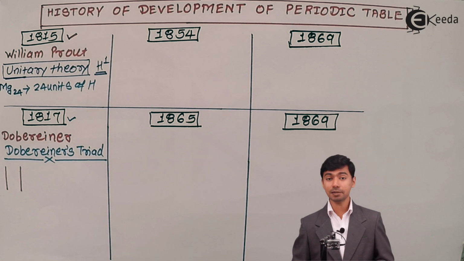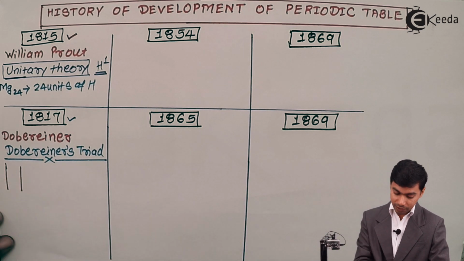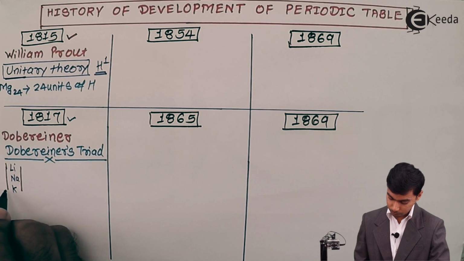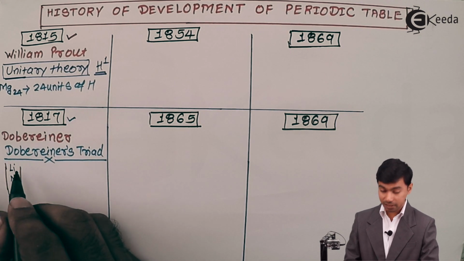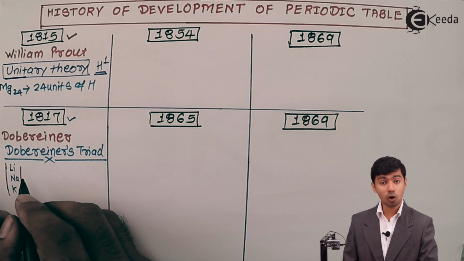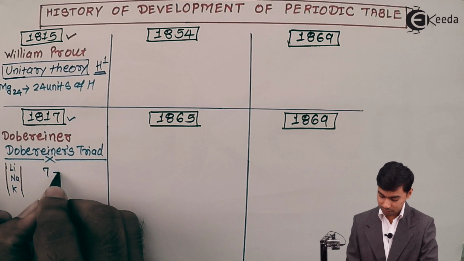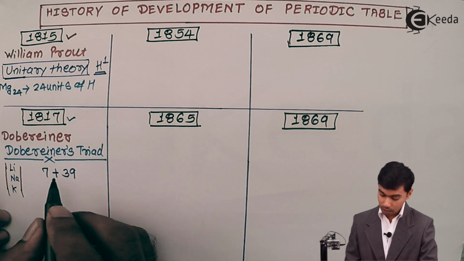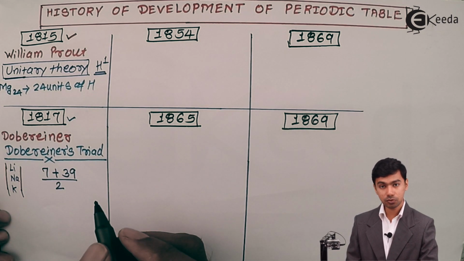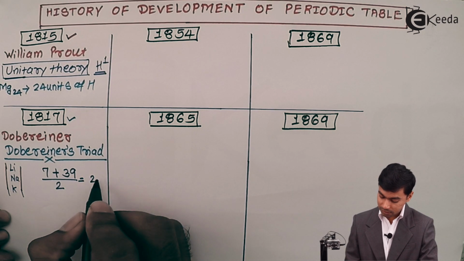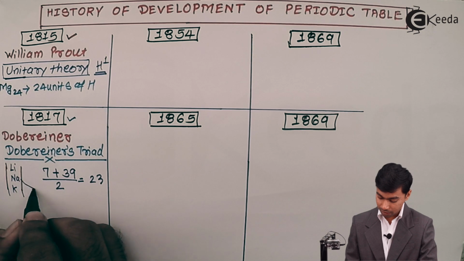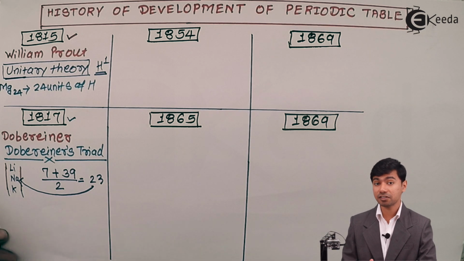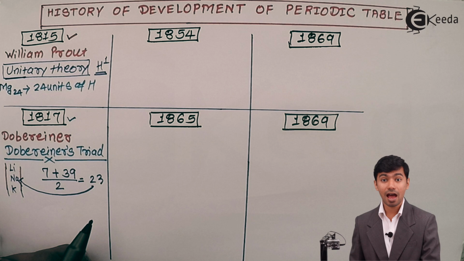How is it? We can explain it by taking an example. Suppose we have a triad of three elements: lithium, sodium and potassium. Which is the first element in this triad? Lithium. What is the atomic mass of lithium? It is around 7. What is the atomic mass of potassium? It is around 39. We have to take the average, so divided by 2. What is the answer? Obviously it is around 23, and 23 is the atomic mass of the middle one, the sodium atom. This is how effective the Dobereiner triad was at that time.